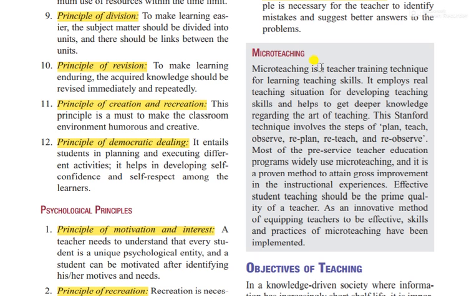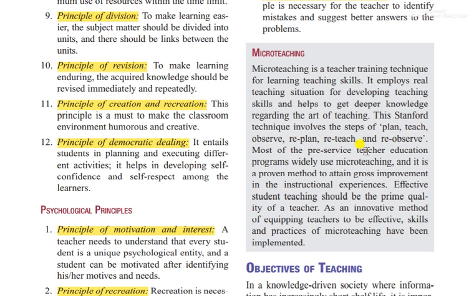Micro teaching is a teacher training technique for learning teaching skills. When we are learning how to teach, this is basically the training, or we can say the rehearsal, of how to teach. It employs a real teaching situation for developing teaching skills, and helps to get deeper knowledge regarding the art of teaching. This Stanford technique involves steps of plan, teach, observe, replan, reteach, and reobserve.